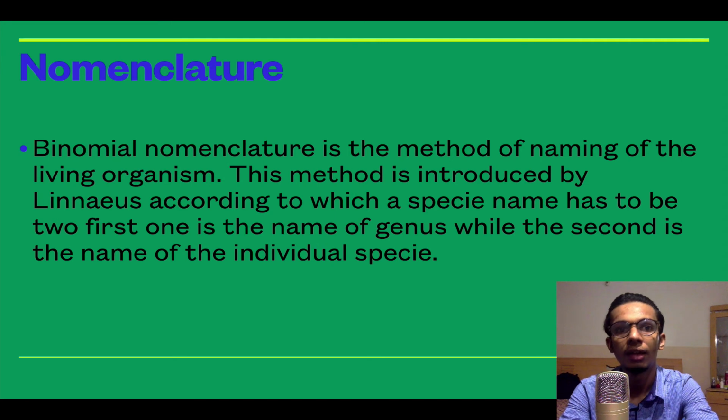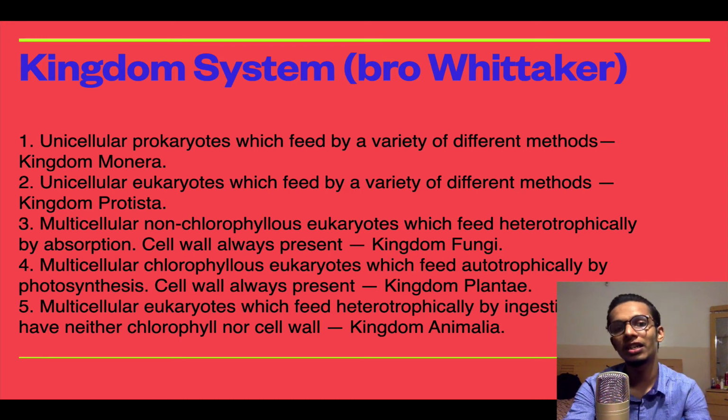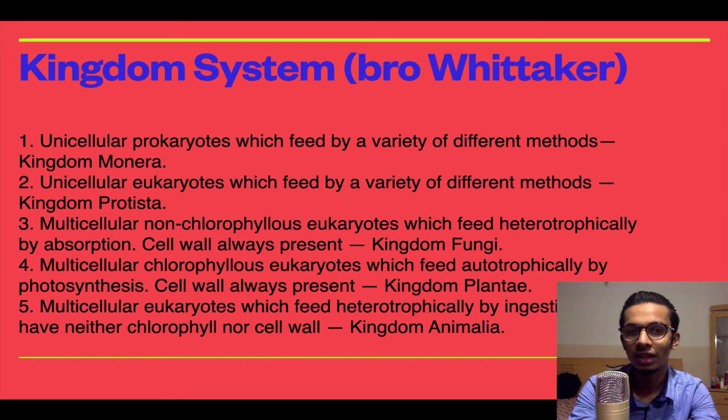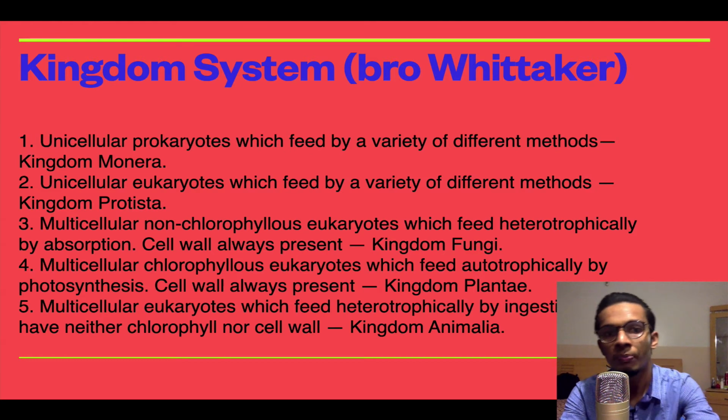And let's go ahead. After that, we have the kingdom system by Whittaker. So Whittaker was someone whom I am referring to as my brother. So that's the guy who made this classification. In this classification, he divided organisms into five kingdoms, which are Monera, Protista, Fungi, Plantae and Animalia. They are very easy to learn, but when it comes to what organisms are included in which kingdom, it's kind of complicated, because kingdom Monera contains unicellular prokaryotes, and kingdom Protista contains unicellular eukaryotes. Now they are very similar, so you can make a mistake very easily, and that's the reason in your exams these sort of questions are going to come a lot.